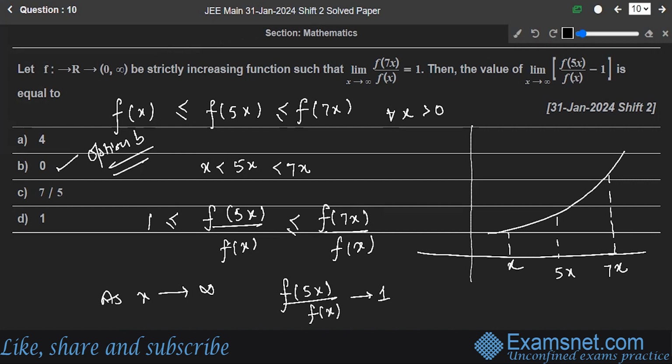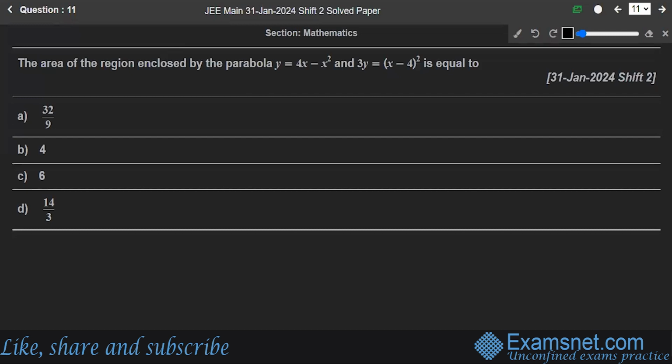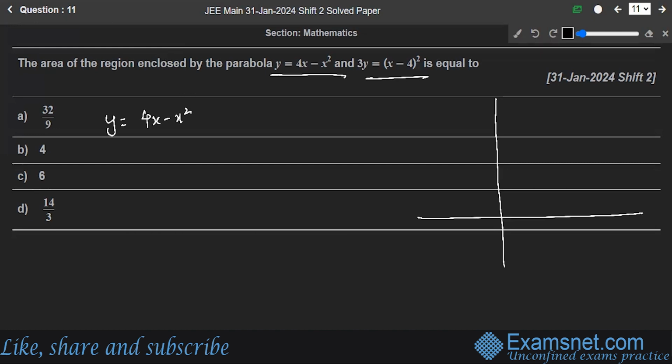Question number 11. This question says the area of the region bounded by this parabola and this parabola is equal to. Let's understand the parabolas over here. First of all, you have the parabola y equals 4x minus x squared. This parabola looks something like this because it's passing through the origin. And the second parabola is given by 3y is equal to (x minus 4) whole square. This looks something like this over here.